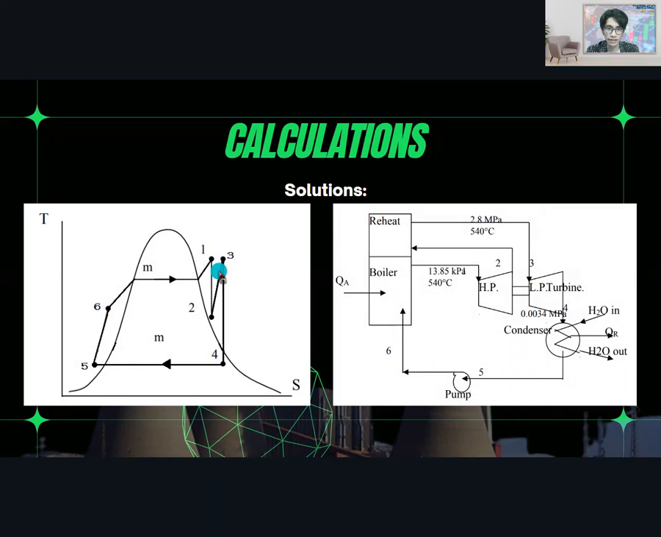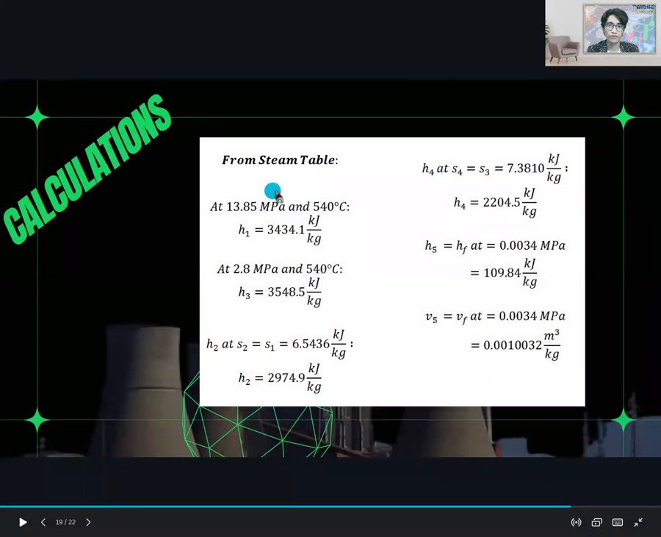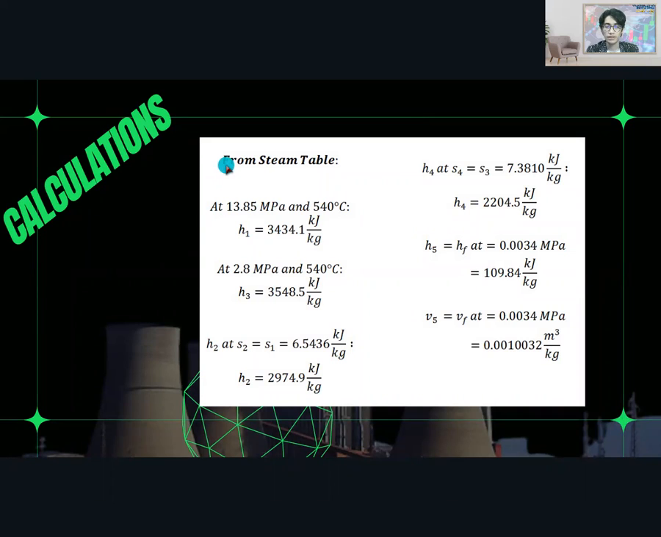So it is a cycle from 1, 2, 3, 4. From the boiler, it goes to the turbine, then to the reheater, then to the low pressure turbine. Then it goes to the condenser, to the pump, and to the boiler again, and so on and so forth. First, the given values we will find in the steam table, the thermodynamic table.